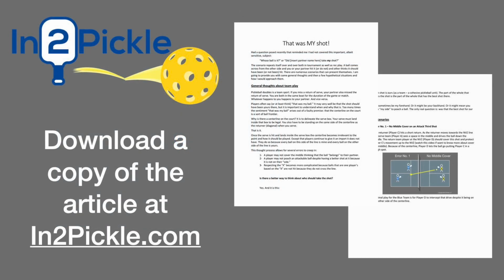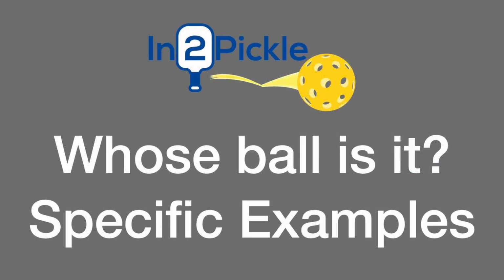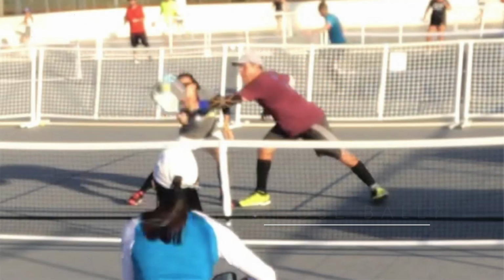For a printout of these slides, you can download a copy at In2Pickle.com. Let's look at some specific examples. Stay tuned. At the end, I'll show you who should have taken the ball in the initial shot between Jill and I.